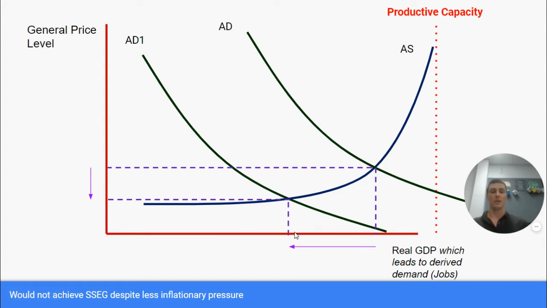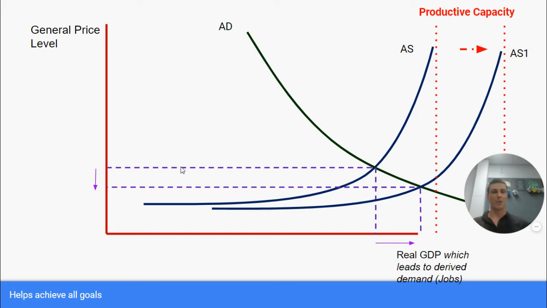So an increase in real GDP, we've produced more, that's great. Decrease in real GDP, we've produced less, that's bad. So we're moving away from the strong and sustainable growth target. You may wish to say, however, there'll be downward pressure on prices. The beauty of aggregate supply policy is when we shift the aggregate supply curve to the right, all three goals are achieved: low inflation, strong and sustainable growth, and full employment in the long term.